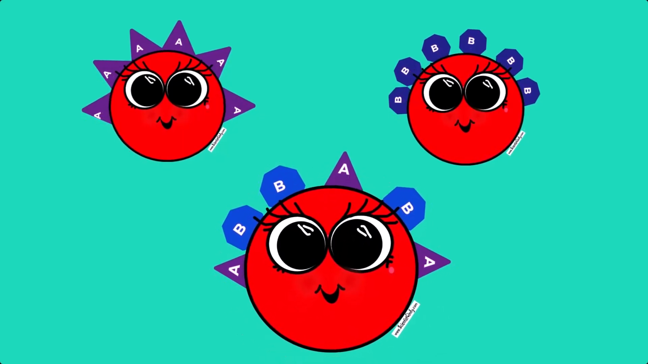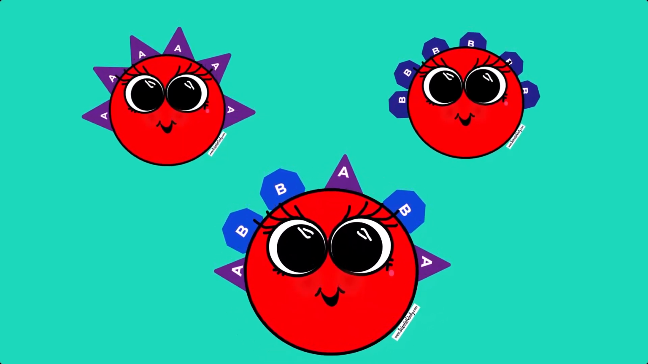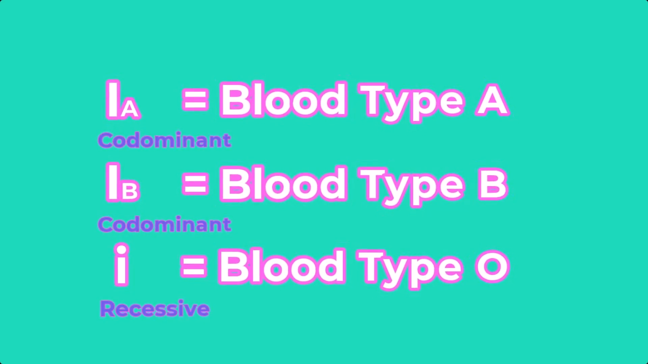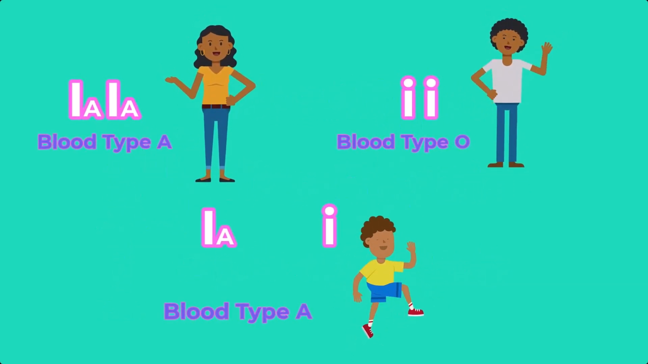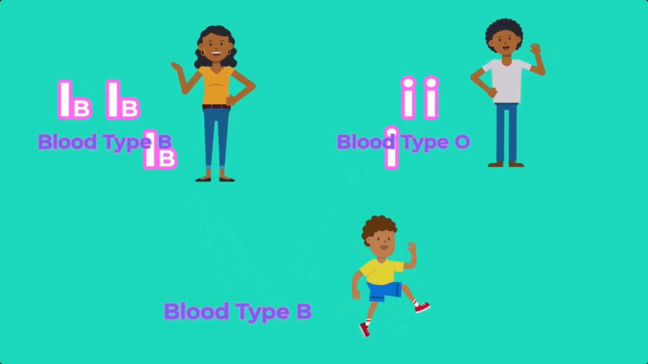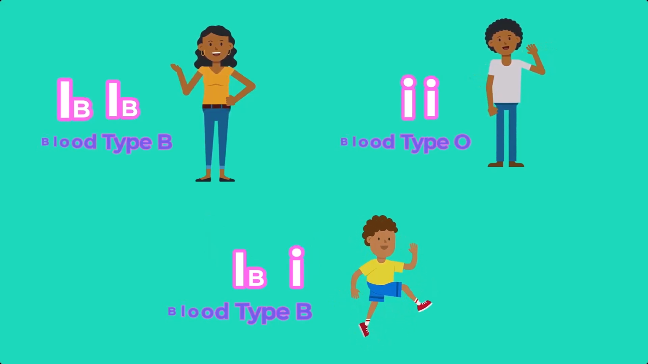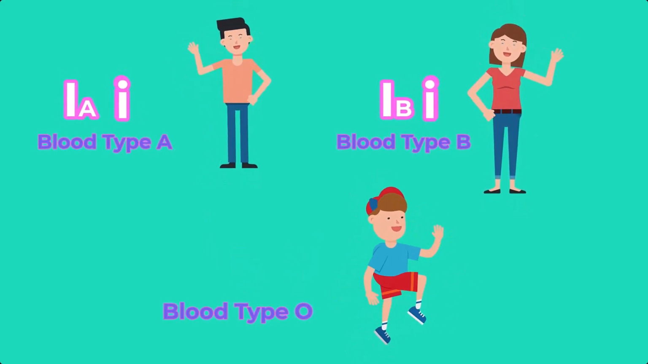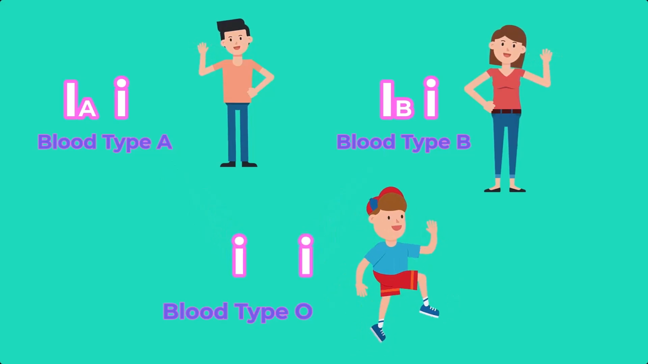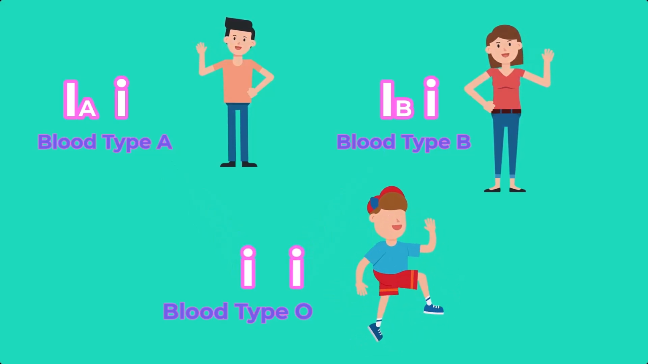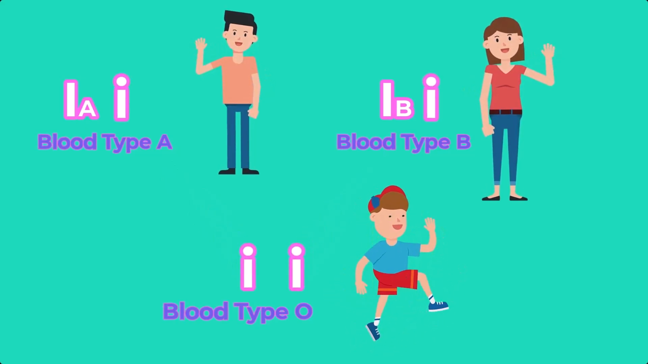A and B are co-dominant with one another. A person inheriting both A and B will have a blood type of AB. Both A and B are dominant to type O. A person with AO blood will have type A. A person with BO blood will have type B blood. O is recessive, and only a person receiving 2 recessive alleles will have the blood type O.